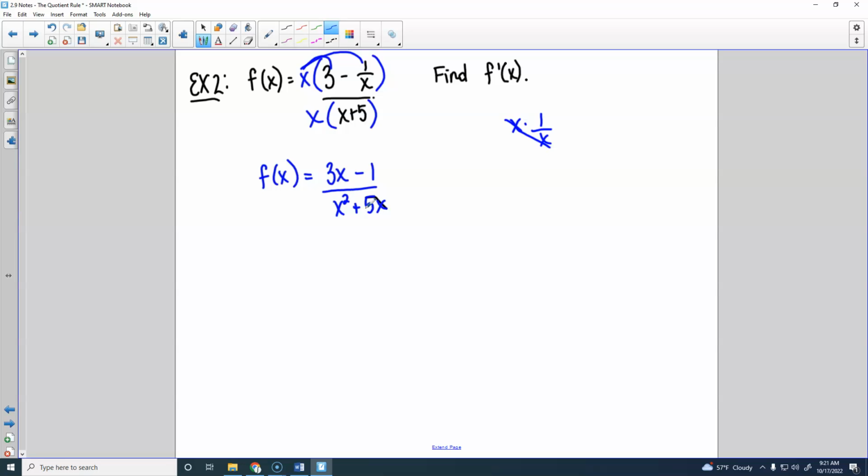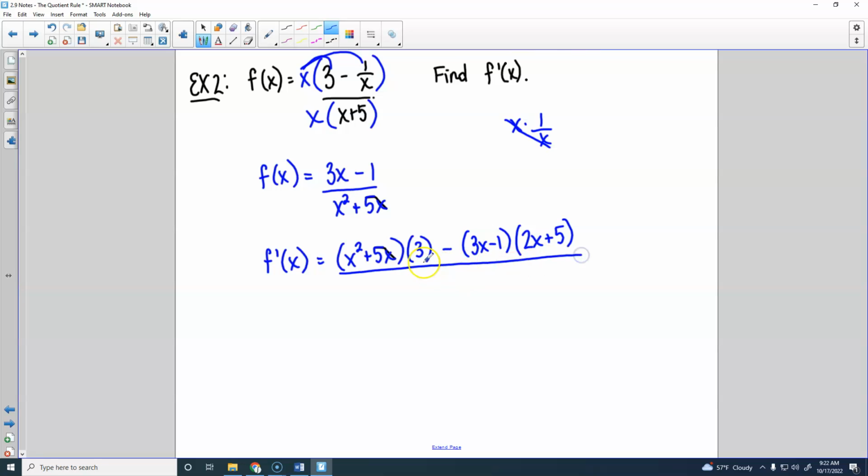Everybody okay here? All right, so now we are going to take the derivative. And so low, so x squared plus 5x, d high, Zach, what's the derivative of that numerator there? 3, minus high, which is 3x minus 1. Connor, what's the derivative of the denominator there? 2x plus 5, all over low squared.